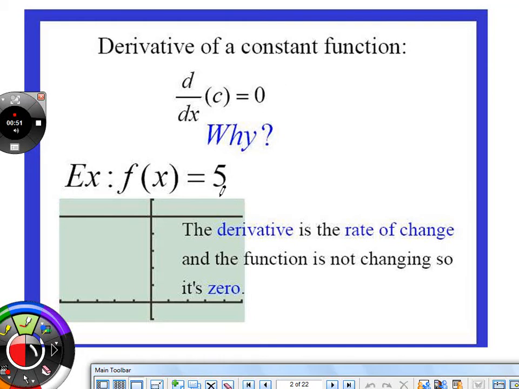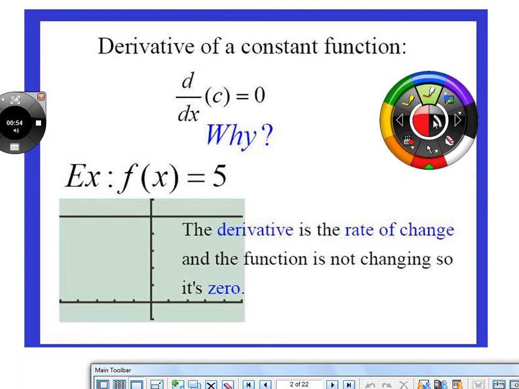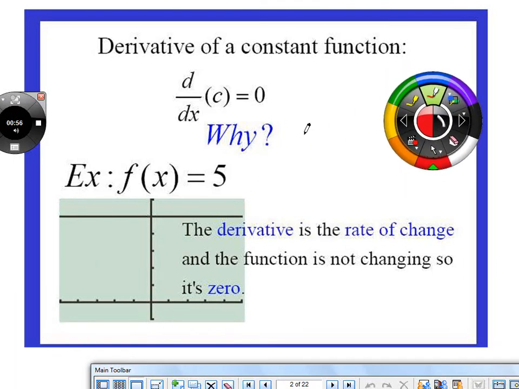Why is that? Now remember that when we were doing this before, we said that the derivative is the slope of the tangent line of a function. It's the same thing. It's the rate of change of the function. So if it's 5, then it's like a straight line here, and the function isn't changing at all. And so it makes sense that the derivative, being a rate of change, says, hey, the function's not changing, so it's actually just 0. Okay? So the graph of the derivative would be just a straight line right here on the x-axis.